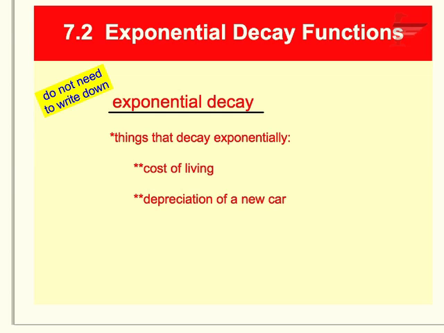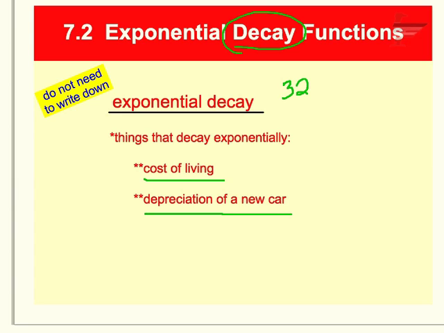Alright, 7.2 is very similar to 7.1. Instead of exponential growth, now we're dealing with exponential decay. So some examples of things that decay exponentially, we have cost of living, depreciation of a new car. That might be a little more familiar with what we've heard about, how your car might decrease in value a fixed percentage every year. Let me show you some quick examples with just a comparison.